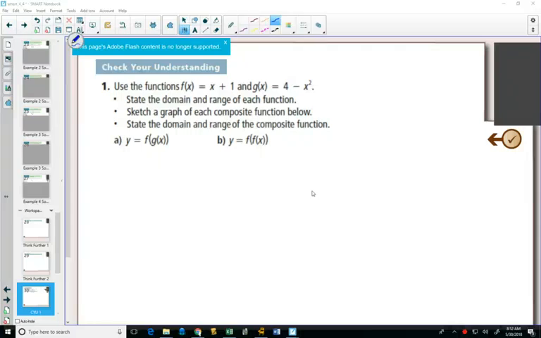We have the functions f of x and g of x. We want to state the domain of each function. We want to sketch the graph of each composite function and determine the range and domain of each composite function. So starting off, I'm going to make this one green and this one blue.